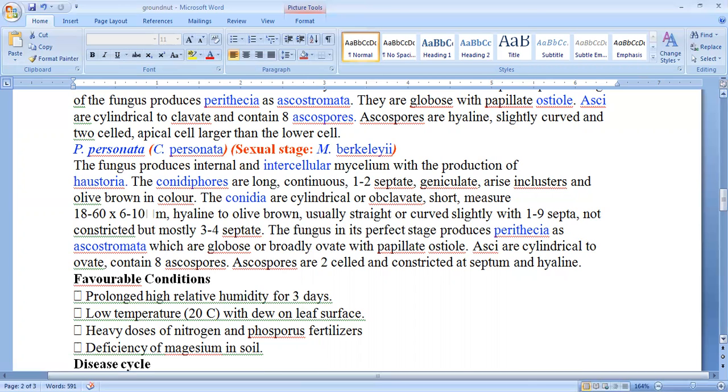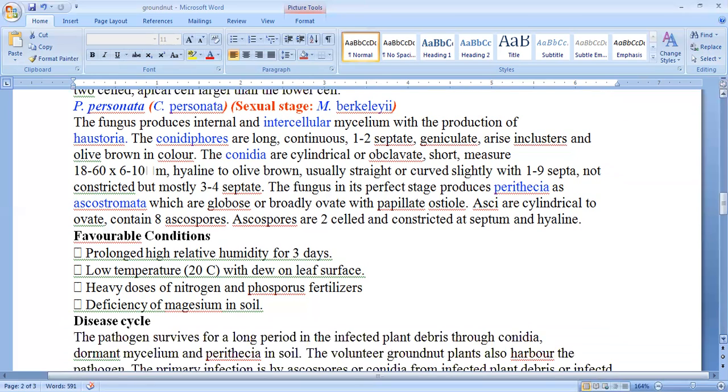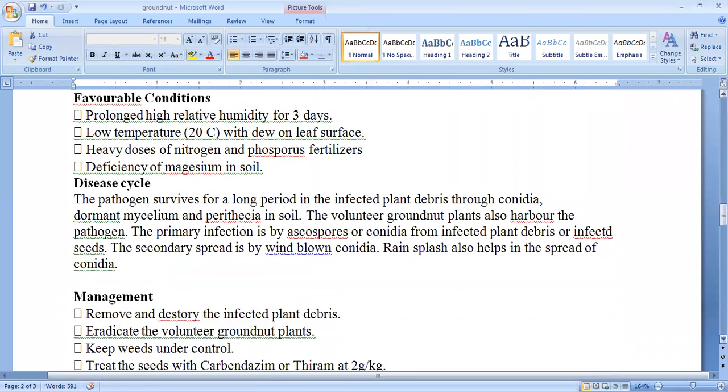Again the perfect stage is perithecia with ascostomata, and the asci here are cylindrical to ovate and 8 ascospores are present. The ascospores are two-celled, constricted at the septum and hyaline. Now the favorable conditions for this disease are high relative humidity for 3 days, low temperature of 20 degrees centigrade with dew on the leaf surface, heavy dose of nitrogen and phosphorus fertilizer and deficiency of magnesium in the soil.